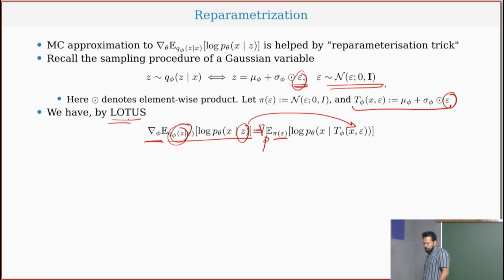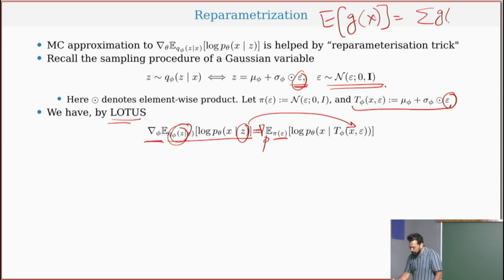So LOTUS was about the expectation of g of x, right? And you can write this as an integral of g of x times the PDF of x. So what LOTUS says is that the expectation of a function of a random variable can be written in terms of the function values and the PDF of the base random variable. The base random variable is x. You can see the same thing here. This is how LOTUS is applied on t of epsilon, let's say.